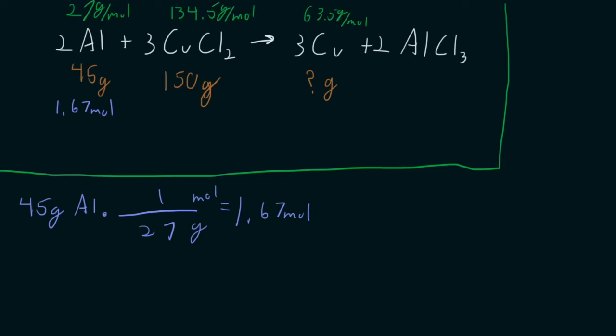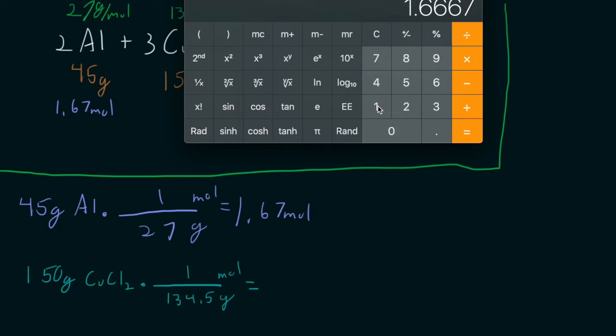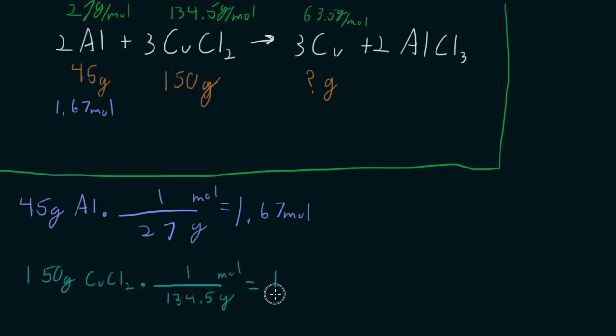And now we need to figure out how many moles of copper chloride do we have. Let's do a nice little turquoise here. So that's kind of the color of copper 2 chloride. So we've got 150 grams of CuCl2. And I'm going to go from grams to moles. So that's going to be 134.5 to 1. All right, and then let's do that math. It's going to be 150 divided by 134.5. It's going to give me 1.12. We'll round to 1.12. Great.